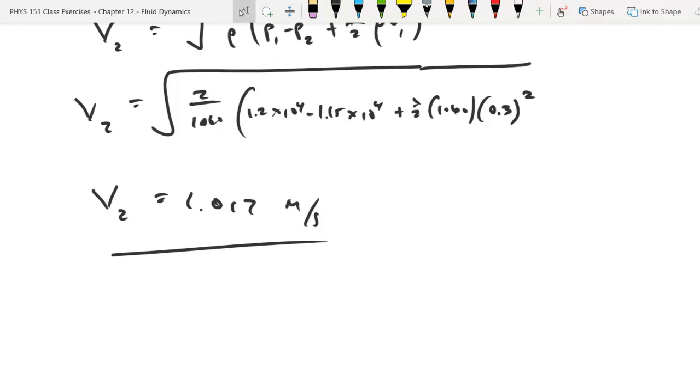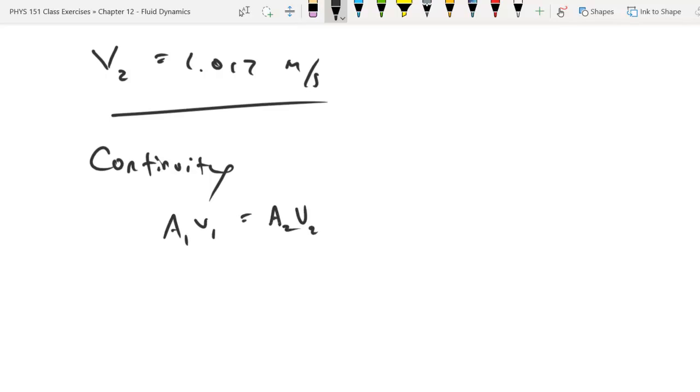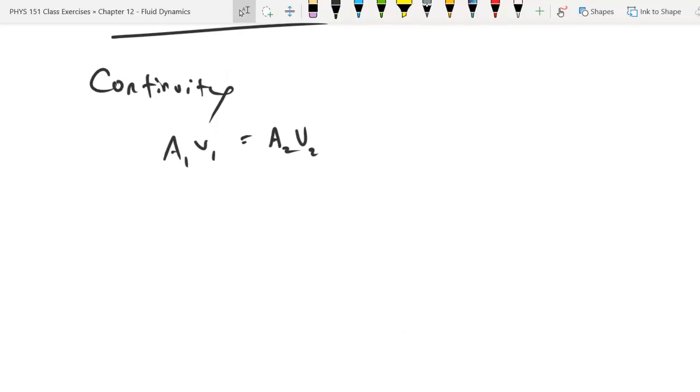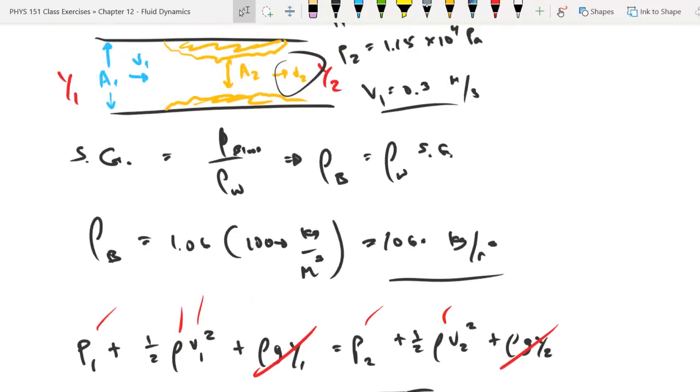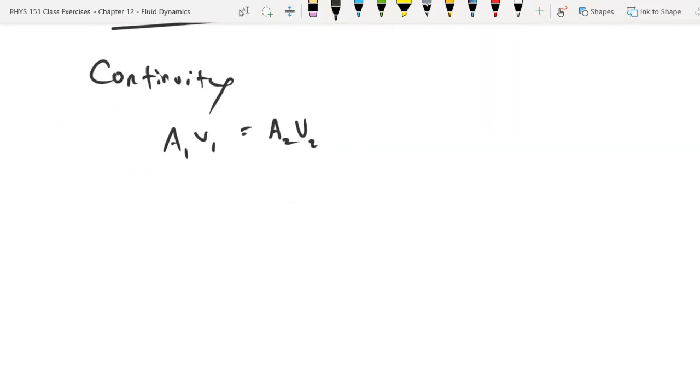So it must be pretty significantly clogged, because we know from the continuity equation that the flow rate is the same. So A1 V1 is equal to A2 V2, right? So if I just wanted a ratio of how much blocked it is, or actually, let's just get a ratio of A2 to A1. So how big area 2 is to how big area 1 is. How much is open? Let's do that.